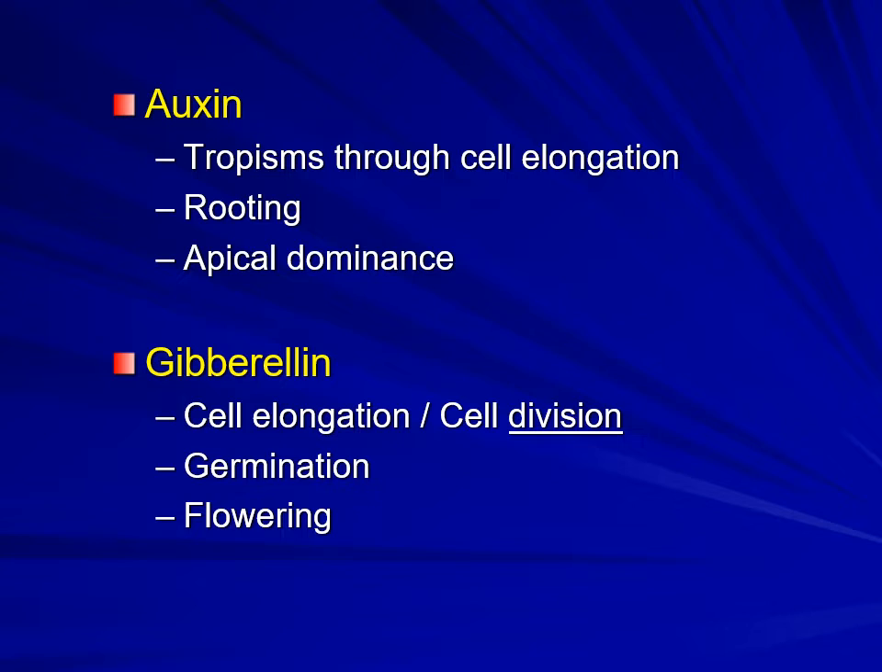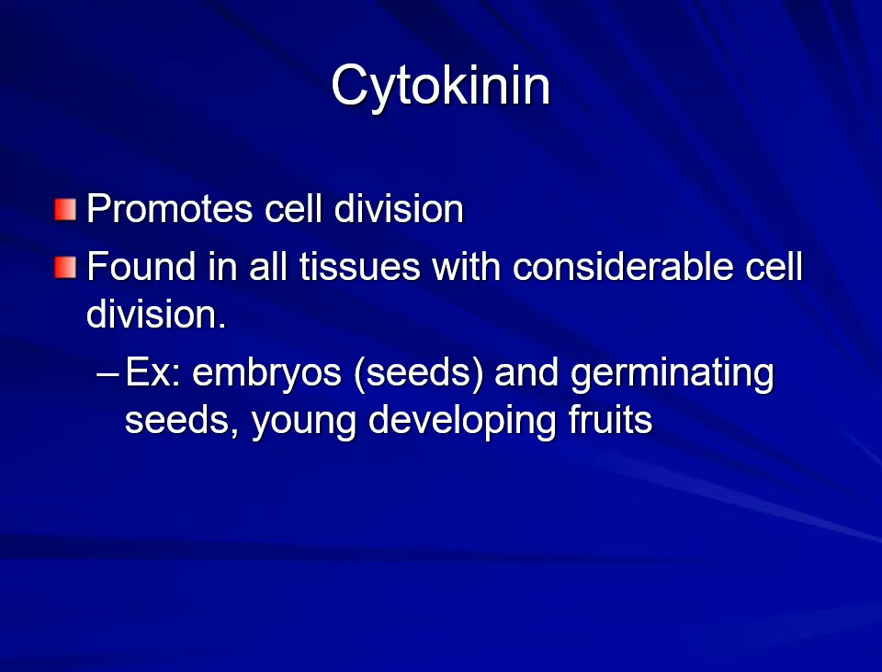So to summarize: auxins, tropisms, rooting, apical dominance. And for gibberellins, we have cellular elongation in combination with division, right? They also have a role to play in germination and flowering. So let's look at cytokinins. So cytokinins promote cell division, right? So auxins are cell elongation, gibberellins are cell elongation and division, and cytokinin is cell division.